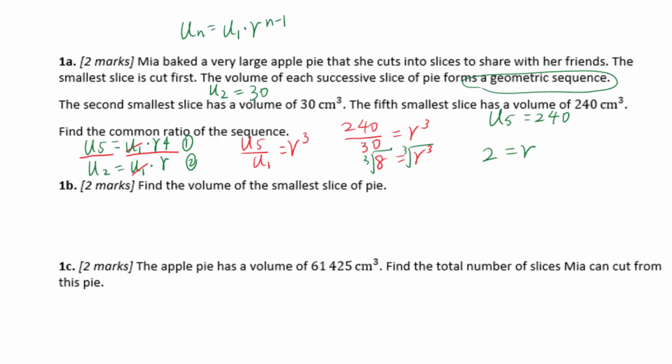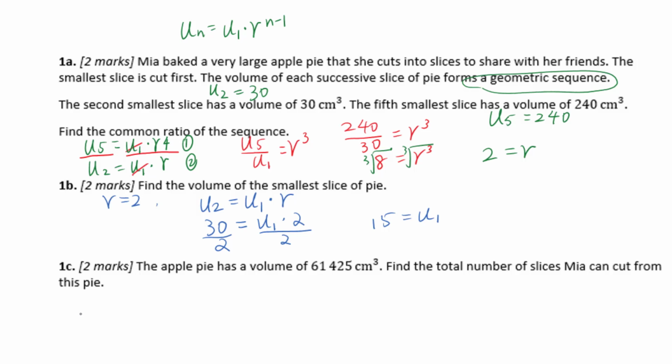For 1b, find the volume of the smallest slice of a pie. Basically, I'm looking for u sub 1. So we plug r equals 2 into u sub 2 equals u sub 1 times r. u sub 2 is 30 equals u sub 1 times 2. Then we divide by 2 on both sides. We will get 15 equals u sub 1.